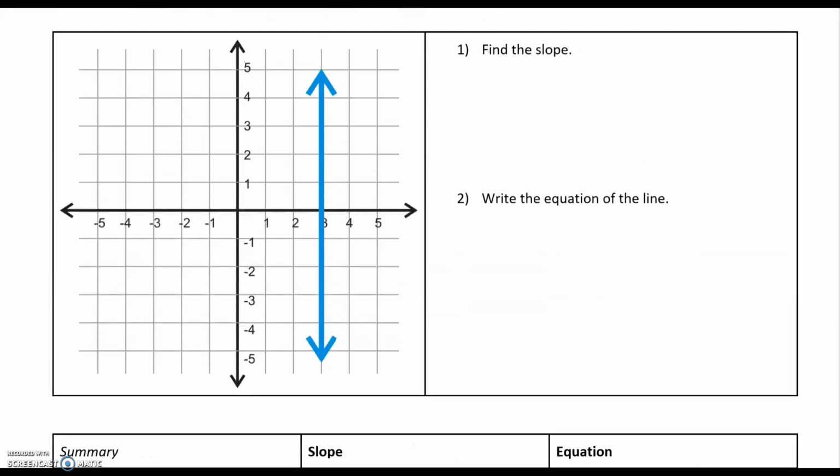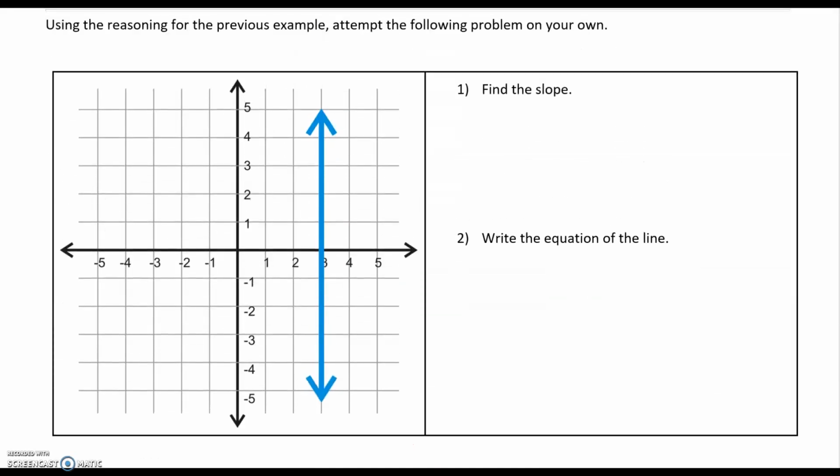Okay, I want to do the same thing and look at a vertical line. So I just gave you an example here of a vertical line. I want to find the slope, and then I'll write the equation. So again, slope is rise over run. I want to know how many points I rise, how many points I run. So let's say I pick these 2 points on the line. I'd have to rise 1, 2, 3.